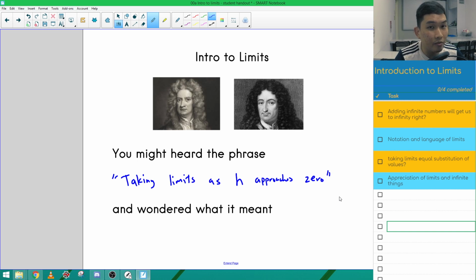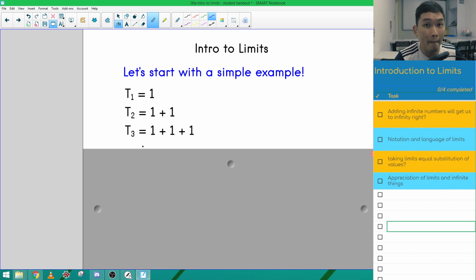You might have no idea what it means. First thing you might wonder to yourself is, what are limits? And second, why do we approach 0? Why can't we just go to 0 or be at 0? So let me try to answer that. But first of all, we need to look at a number pattern. This is a simple number pattern I'm sure you've seen before, maybe in P6 or maybe even in Sec 1 when we studied number patterns.